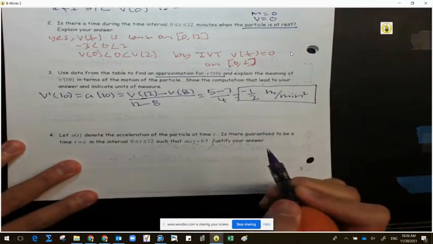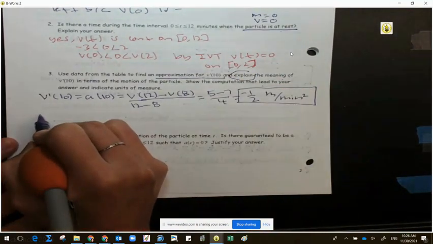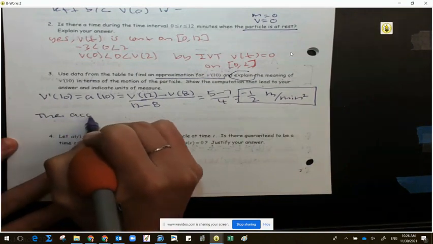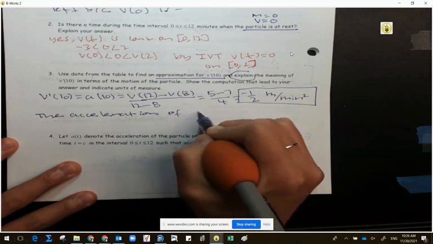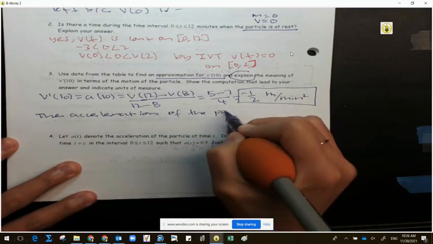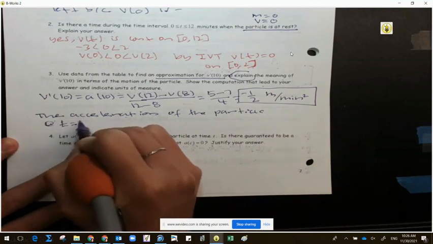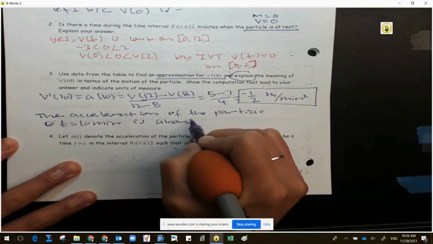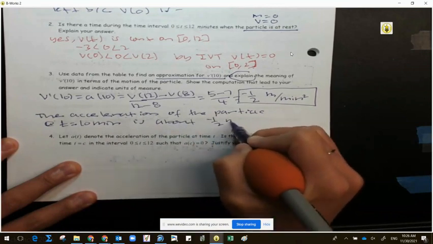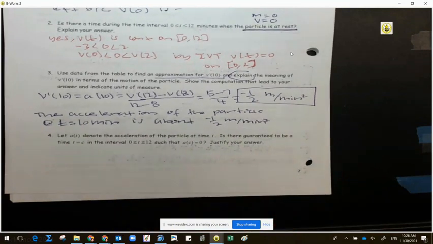When it says to show the computation, and also I think there's explain, we have to write this in a sentence. The acceleration of the particle at t equals 10 minutes is about negative 1/2 meters per minute squared. So you'll just reiterate the original statement along with your answer.